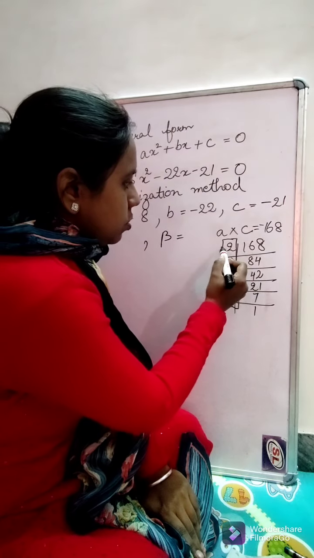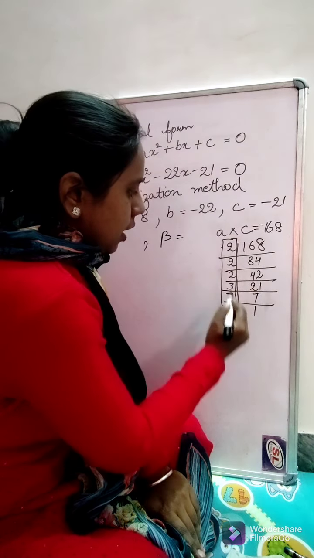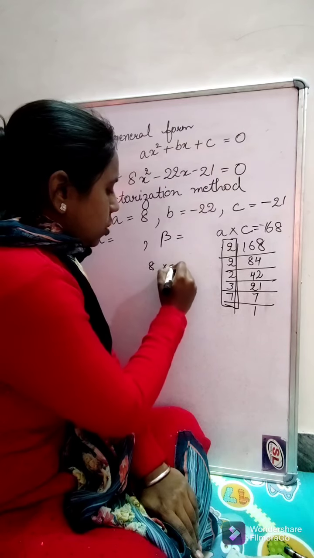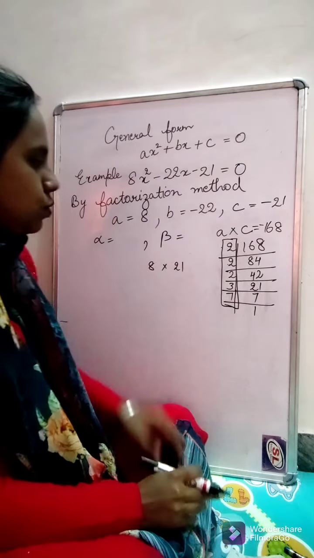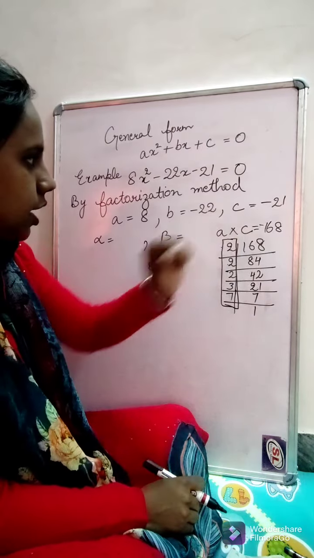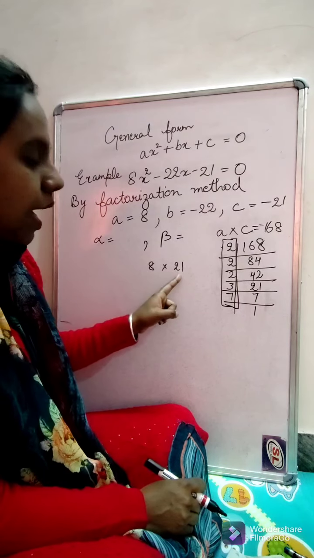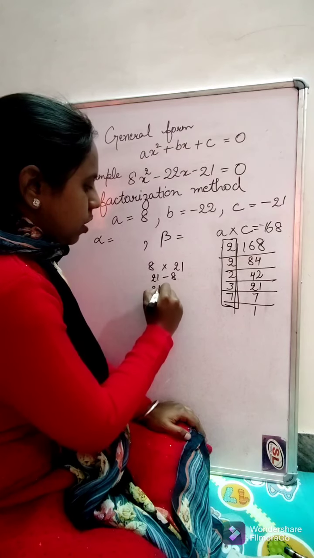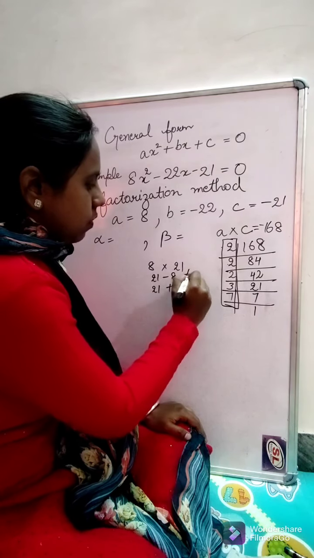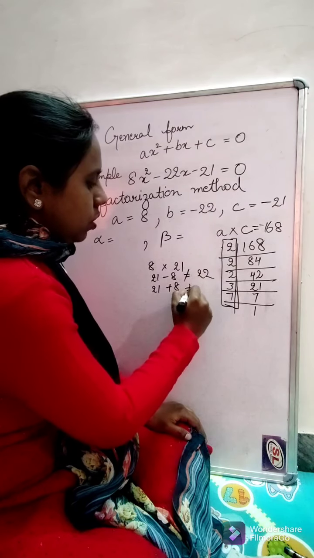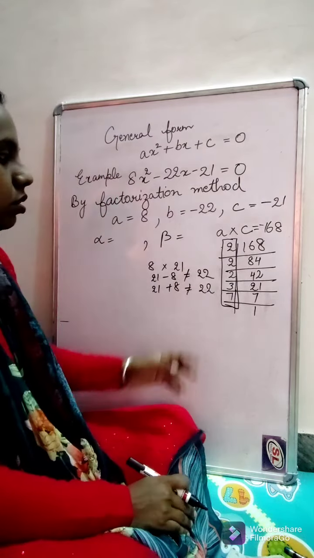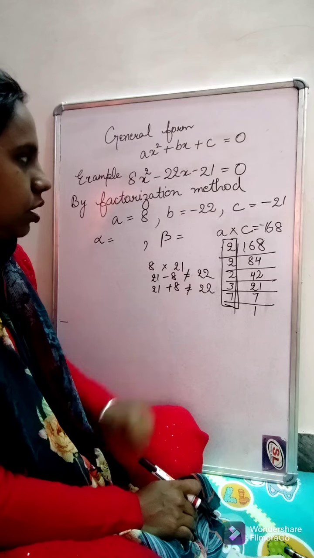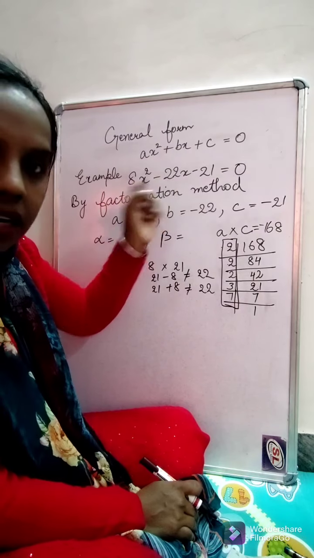First of all, I am going to arrange 2, 4, 8 and 7 3s are 21. This 21 into 8 will give us 168, but whether I add it or subtract it, 21 minus 8 or 21 plus 8 doesn't give us 22. We want the addition or subtraction of these two numbers to be 22, or definitely minus 22.